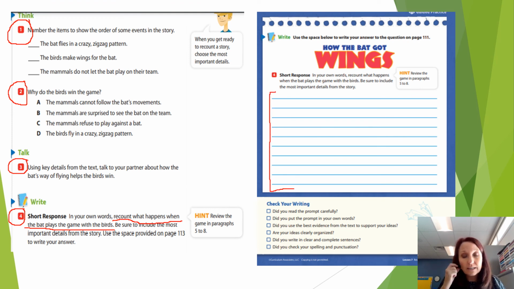Okay, again, you can still use your 5-finger recount, and you can write your recount here on page 113. And then for my online group, you are going to fill in the information that you have on these pages into Schoology so that I can see how you did. If you're hybrid A or hybrid B, you're going to do this on the hard copy of the paper that Ms. Jaramillo and myself will give you. All right, boys and girls, so make sure you read the story carefully so that you can do a good recount of when the bat is playing with the birds.